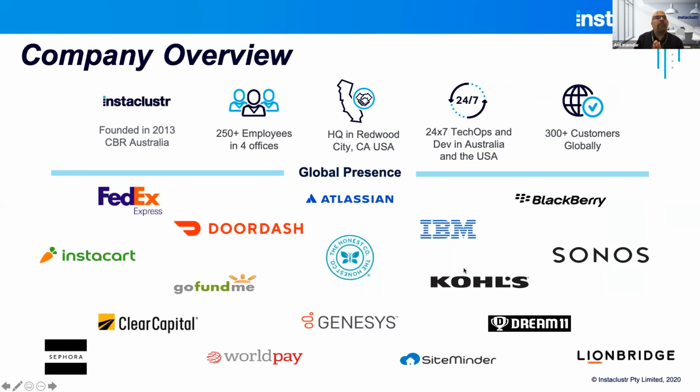A bit of company overview. We were founded in 2013. It's an Australian-based company, started in Canberra. We have over 250 employees now. We have 4 offices, headquartered in Redwood City, California. We have 24/7 tech ops and dev teams in Australia and in the USA. We have over 300 customers with several known names, as you can see.